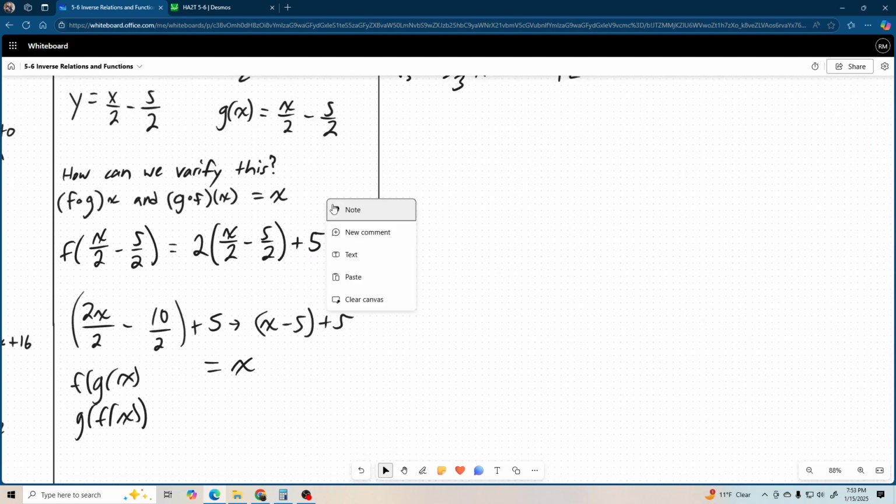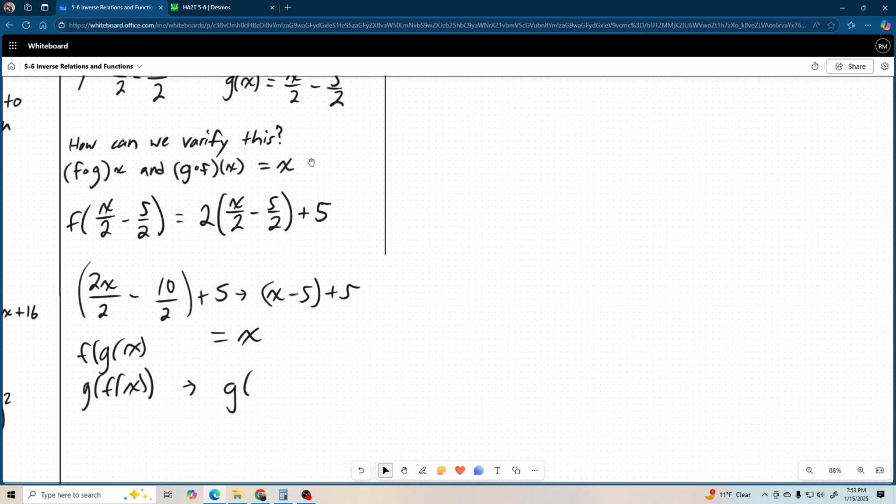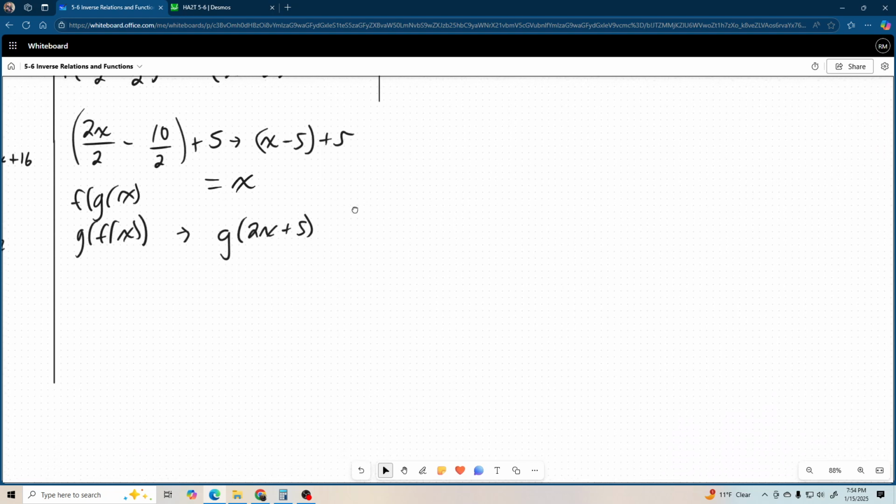So g of x was, so we're going to have, this is going to be the same as g of, right? And then remember f of x was 2x plus 5. So g of 2x plus 5. And now everywhere we had an x for our g of x function, we're going to put 2x plus 5. So let's scroll down a little bit more, give us a little more space.